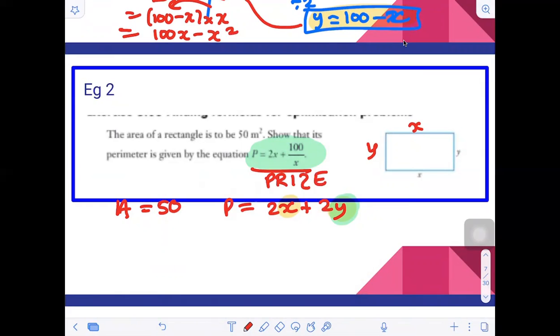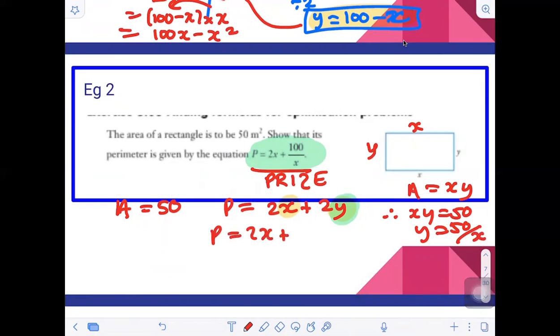Okay, so that means that we go, all right, well, the area here is xy, so therefore xy equals 50. So I can make y the subject, so it's 50 on x. So the perimeter is 2x plus 2, 50 on x. So the perimeter is 2x plus 100 on x, because that's 2 over 1, which is as required and what we have.